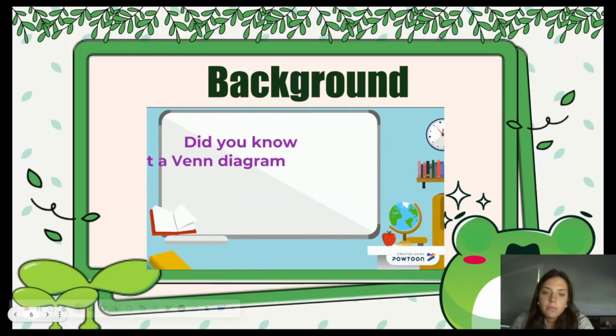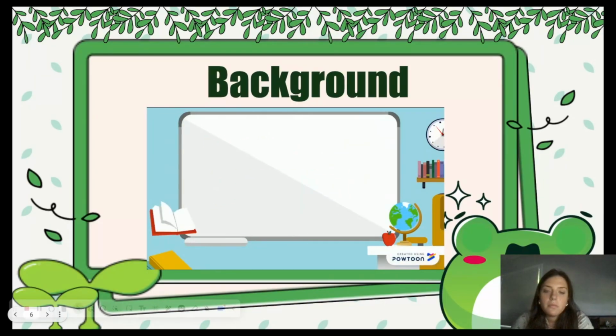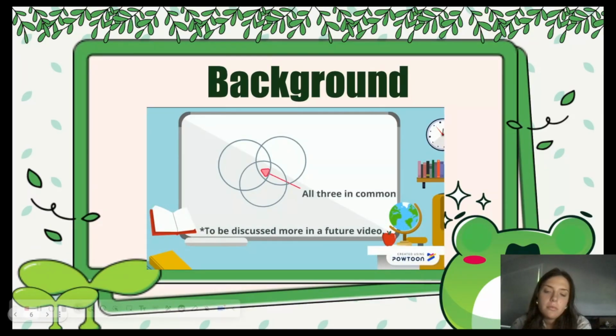Now, for the purpose of this video, we are introducing the basic concept of a Venn diagram using 2 circles. But did you know that a Venn diagram can use more than 2 circles? For example, if you wanted to make a fancy Venn diagram with 3 things. My friends, I just want to take a minute to pause and say that we're only going to be making Venn diagrams that have 2 circles for this lesson. But let's learn about how we can use more circles. For 3 circles, you would make sure that they all overlapped, and then the part in the middle is the thing that all 3 circles have in common.